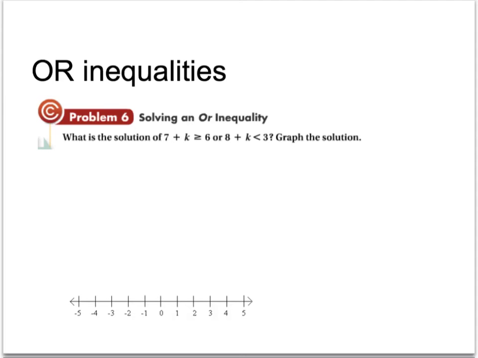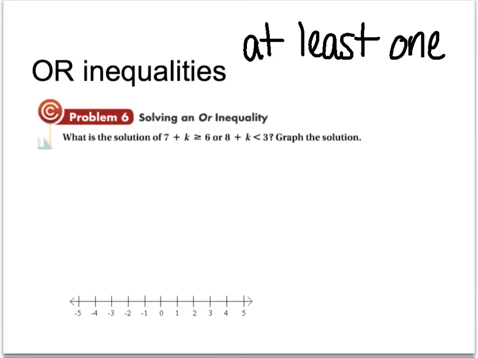Will I be okay if you come back and you give me both? Sure, that's wonderful. But when I'm using the word or, I want this or that. I only need one of them. And in our inequalities, when we have or inequalities, only one thing has to be true. Both inequalities can be true. That's like a bonus. But I need at least one inequality true. So with the or inequalities, you're dealing with at least one true inequality.